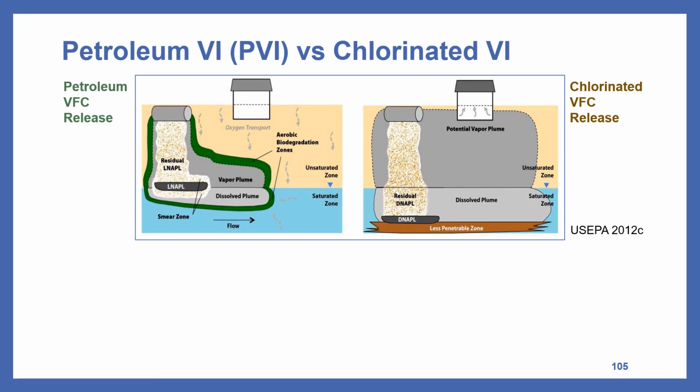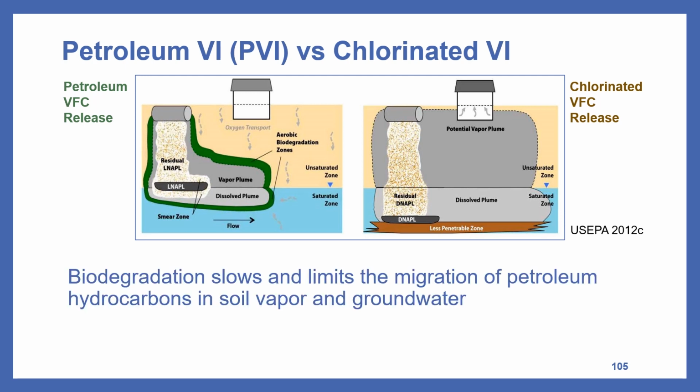So you can see on the left that NAPL, non-aqueous phase liquid, has traveled or migrated through the vadose zone and pooled on top of the groundwater, and so we have L-NAPL. They're both vapor phase and dissolved phase hydrocarbon plumes, but their extent is relatively limited as compared to the chlorinated VFC release on the right. And this is due to biodegradation. So petroleum hydrocarbons are susceptible to biodegradation, and this serves to slow and limit the migration of petroleum hydrocarbons in both soil vapor and groundwater.